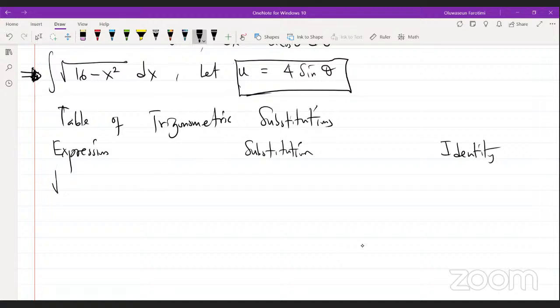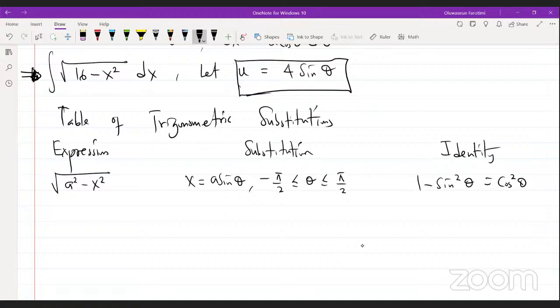If I have a square root of a squared minus x squared in the integrand, what kind of substitution do I make? I make a substitution such that x equals a sine of theta. It's safe to know what interval theta lies in. In this case, theta is between negative pi over 2 and pi over 2. A very helpful identity is 1 minus sine squared theta equals cosine squared of theta.